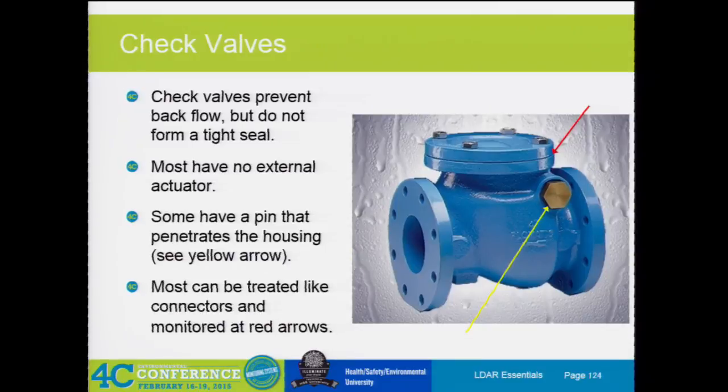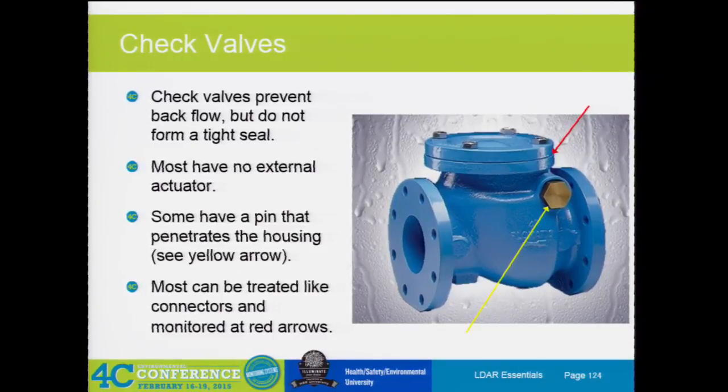You guys treat them as connectors as well? Yeah, for the most part. Some facilities are trying to stay away from them. They just call it a flopper, and if they use the word flopper, it's not going to be monitored. So they don't even call them check valves then? Gotcha.